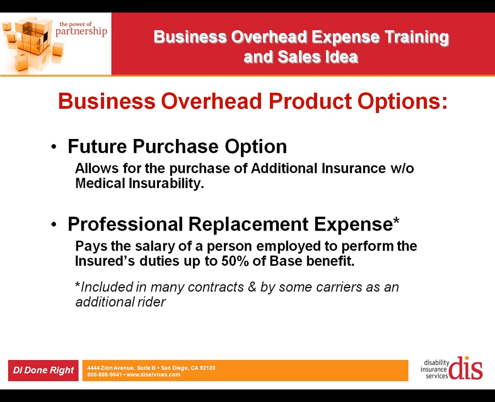Something I haven't even touched on yet, folks, are the issue limits. How much could somebody get on a monthly basis? Well, it depends on the carrier and occupation, but I can tell you right now there are carriers that we represent that will issue up to $50,000 per month. $50,000. So more often than not, that's going to be enough to cover all those monthly expenses.